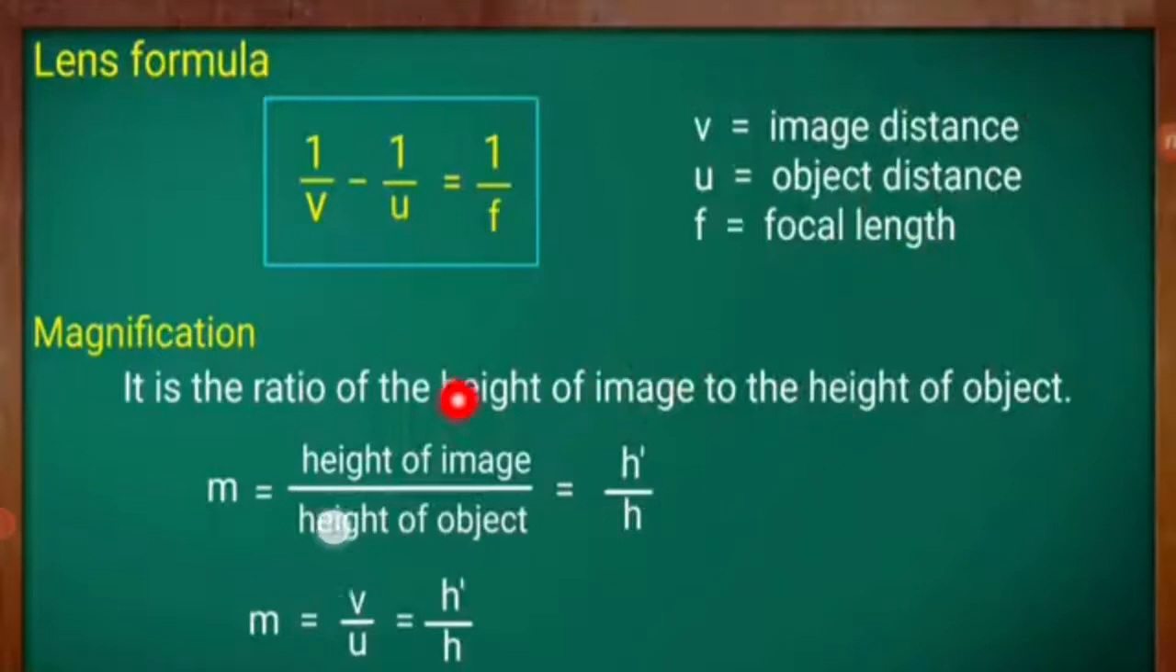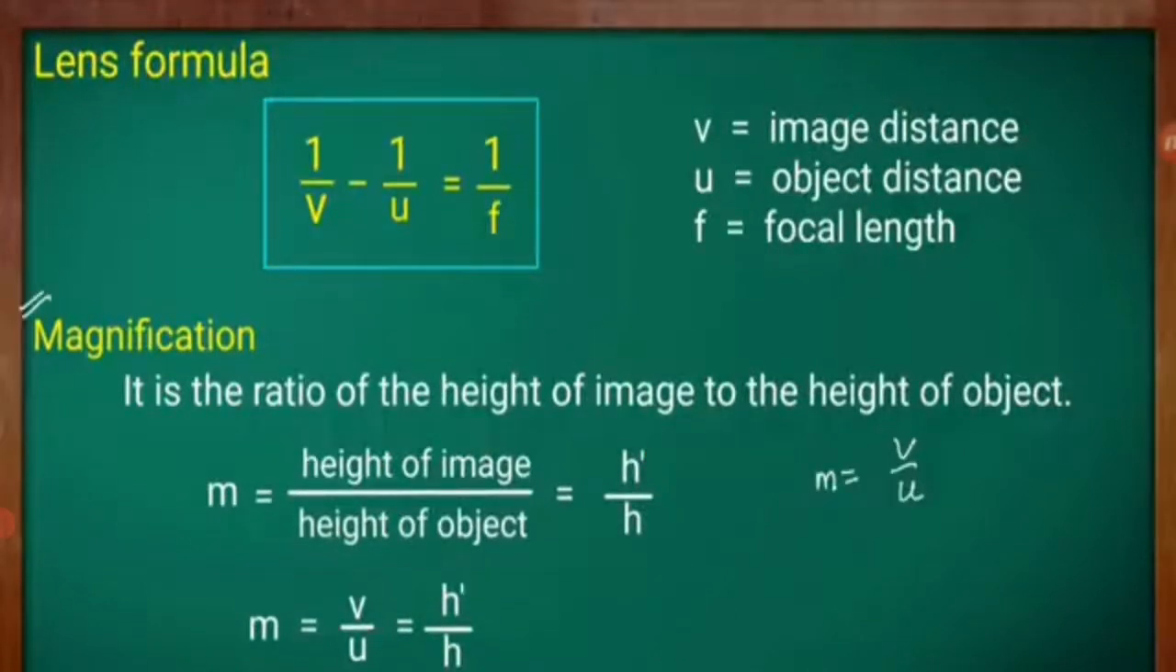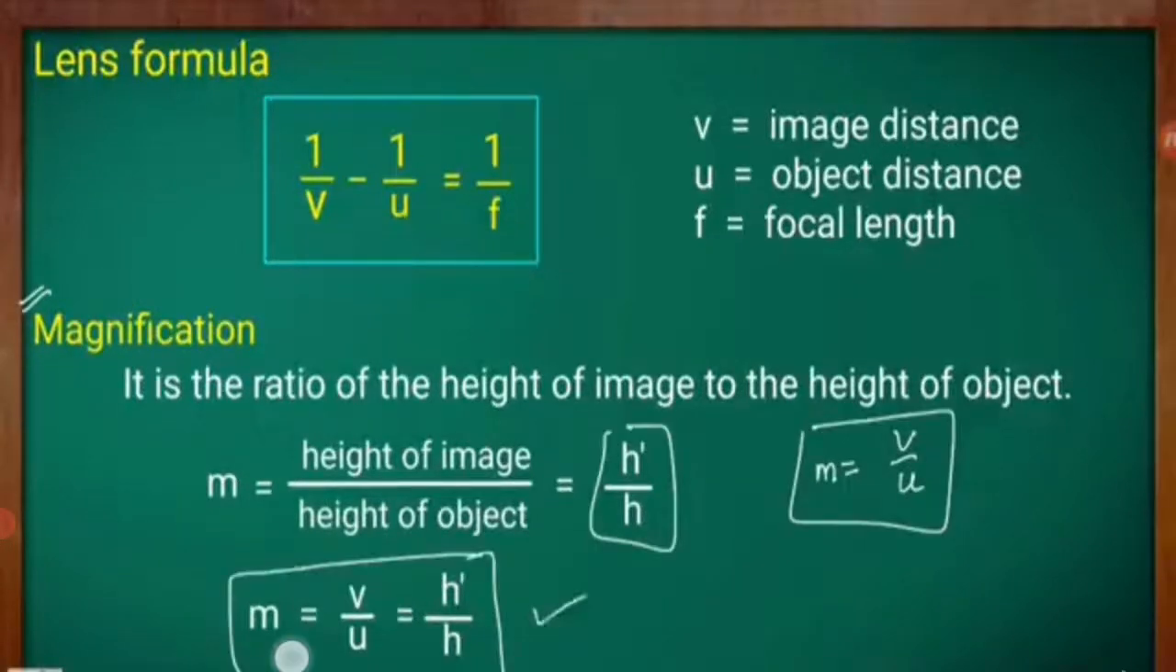Okay. Now let us know about the magnification. It is the ratio of the height of the image to the height of the object. So the magnification is somewhat the same as that of the mirror also. That is m is equal to h' by h, and even I can write m is equal to v by u. That is, magnification is equal to image distance by object distance, or the height of the image by height of the object. So if I write together, then I can write m is equal to v by u, that is equal to h' by h.